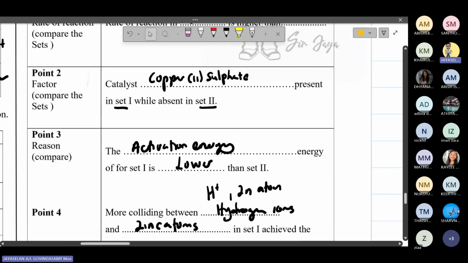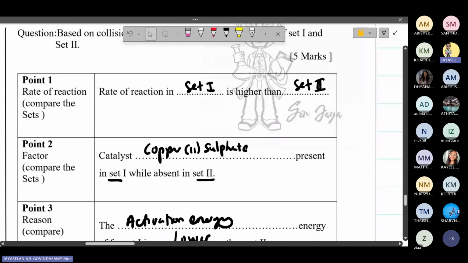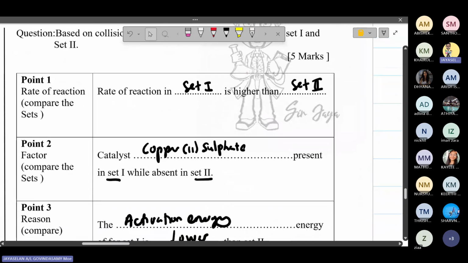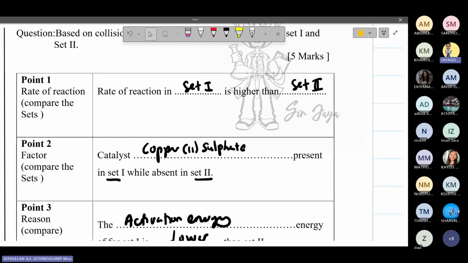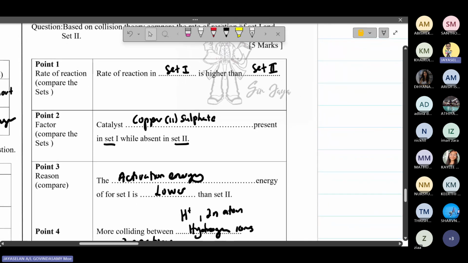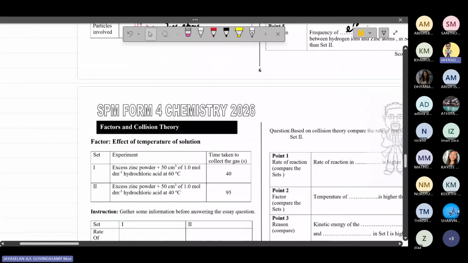Any question? No question, eh? Okay, copy down this. Okay, we do last factor, temperature, then y'all boleh rehat lah. Okay, ingat so make sure do the module finish up.